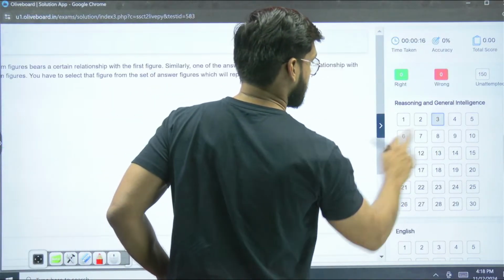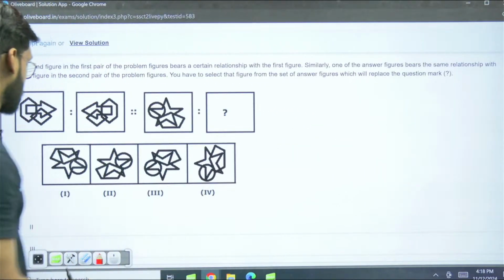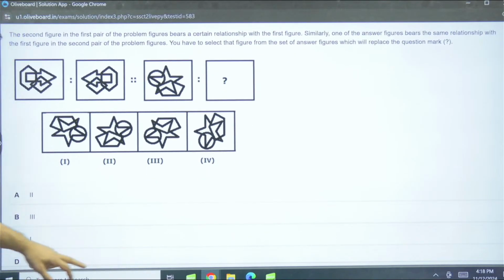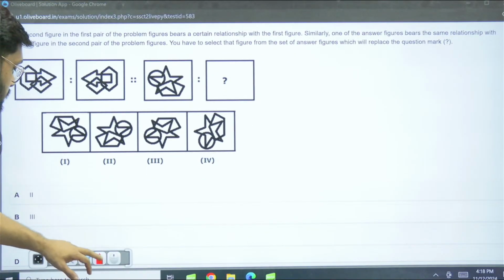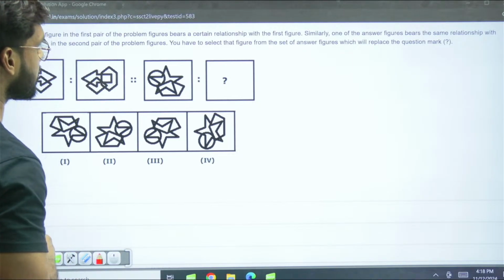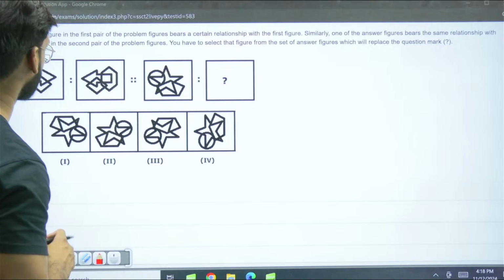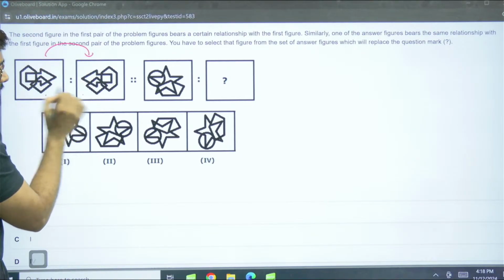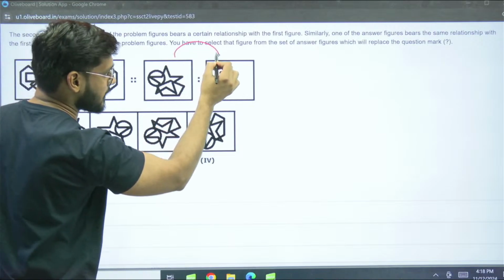Third one. Third question on our screen. We need to solve this question. The second figure in the first pair of the problem figures bears a certain relationship. So this figure is related to this figure. So how will this figure be related to this figure?